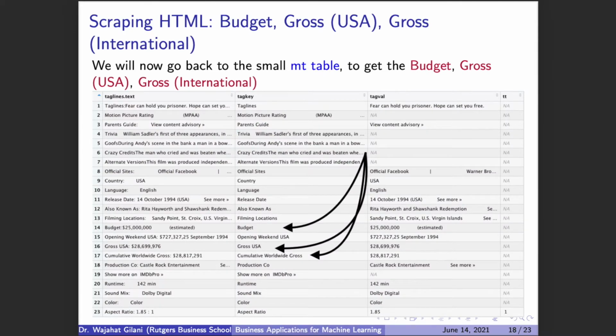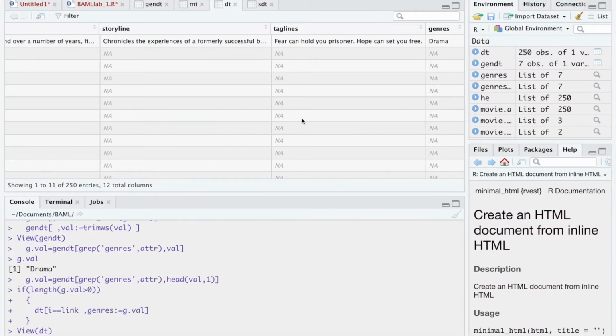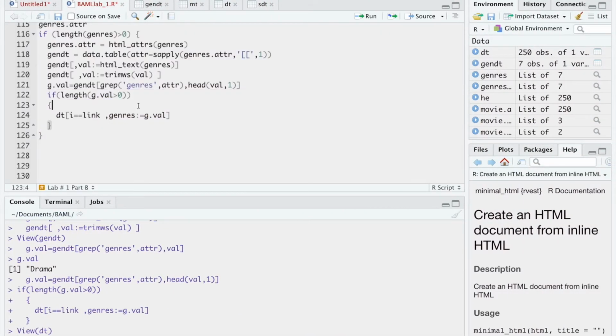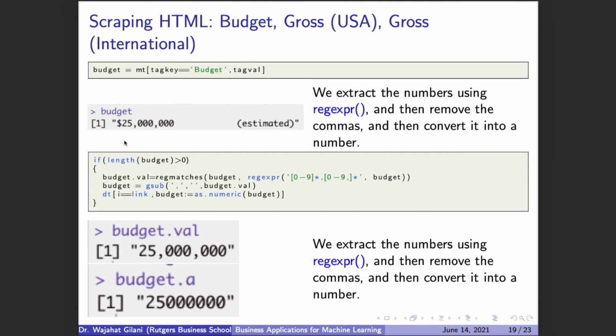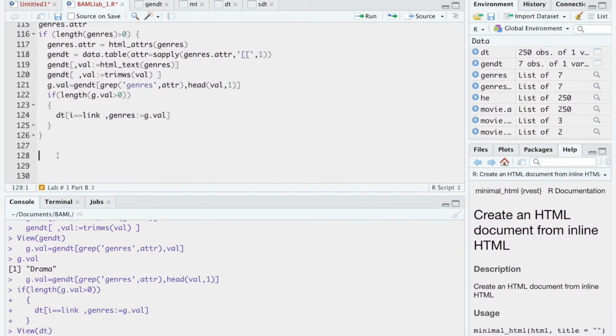Finally, we can go back to the empty table we created before, and we can grab the budget, the gross USA, the cumulative worldwide gross. All right, I have this data already. Let's go ahead and grab the budget. It's simply, again, going to be that we're searching for the budget value, and we get the tag value back, right? So in this case, we already have the empty table from before, guys.